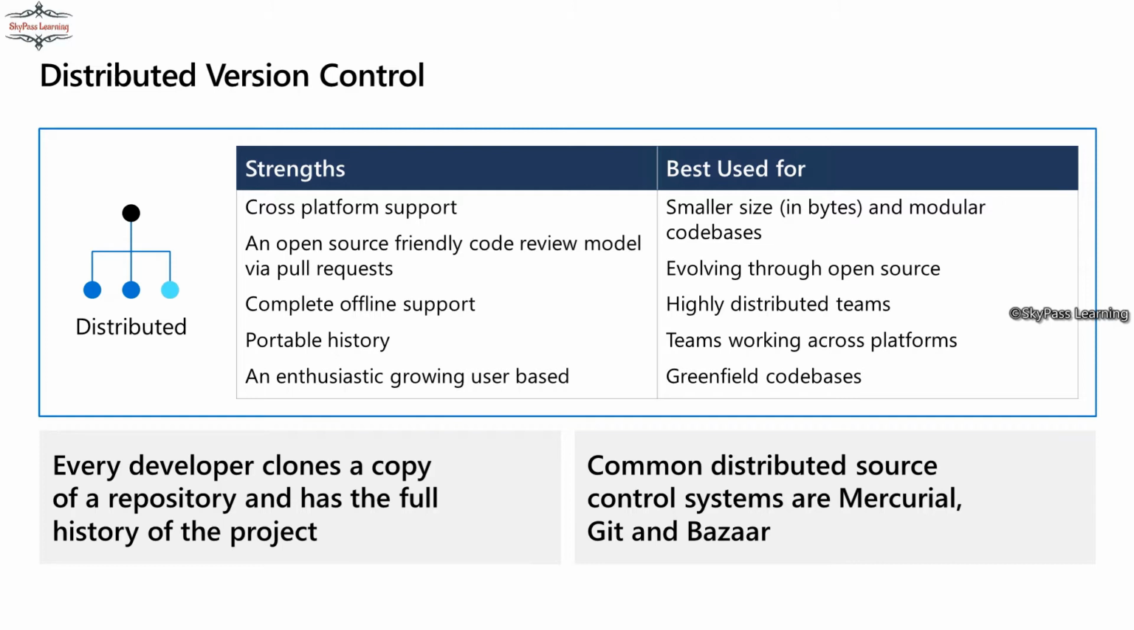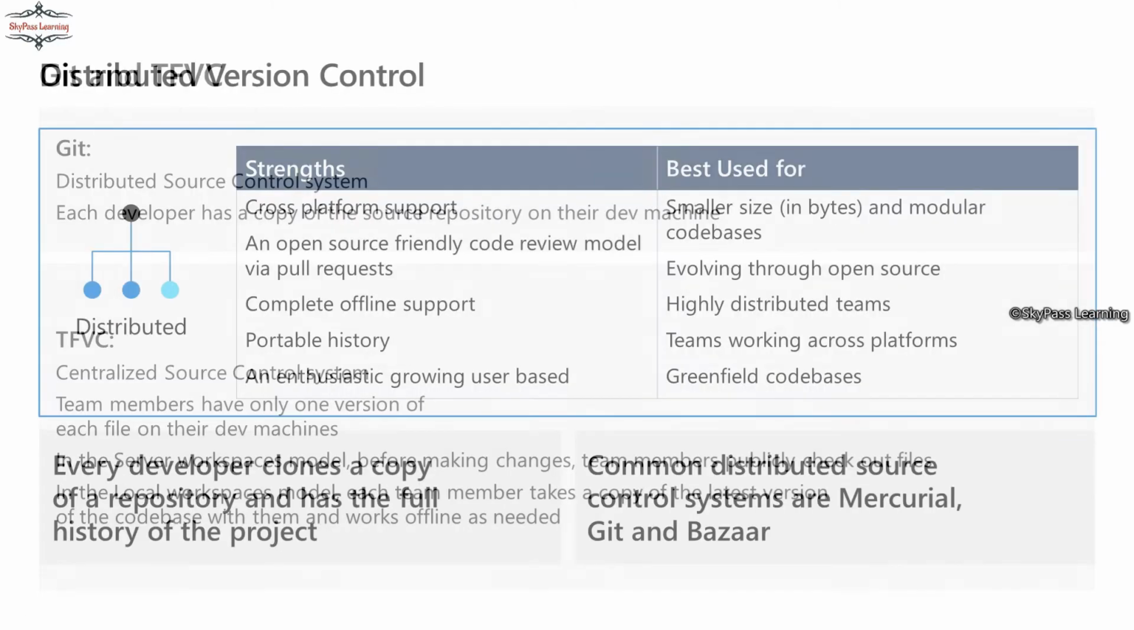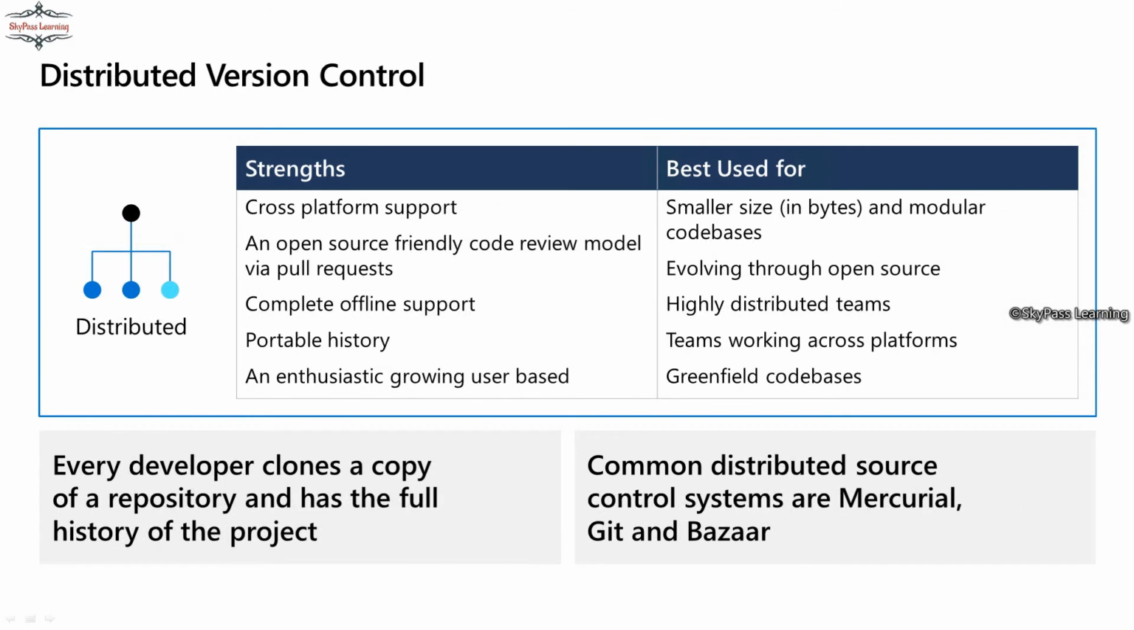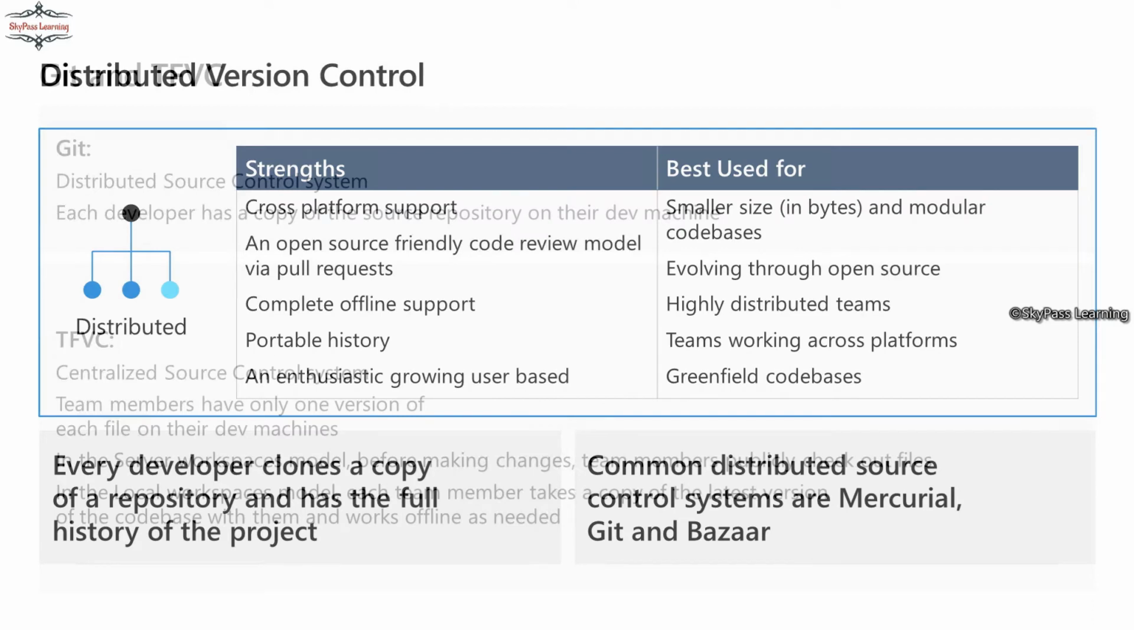I will let you know what exactly Git is in the next slide, or the next couple of slides. Okay. So we can use either control model, a centralized version control or a distributed version control. It totally depends on your business requirement and which model type you are going to proceed with. TFVC is Team Foundation Version Control, and now it has changed to Azure DevOps Server.